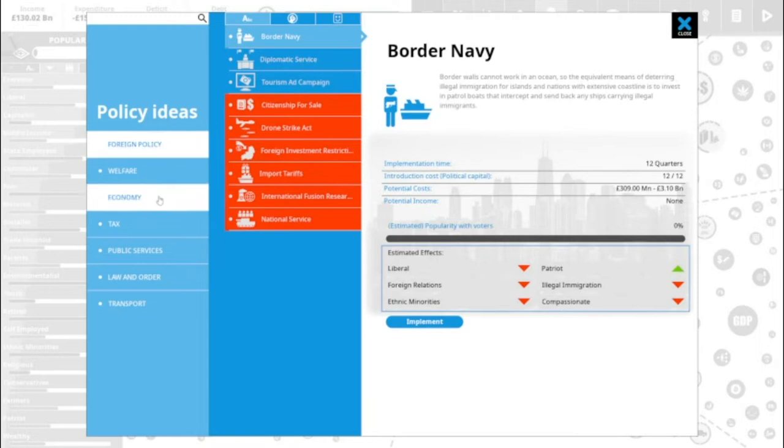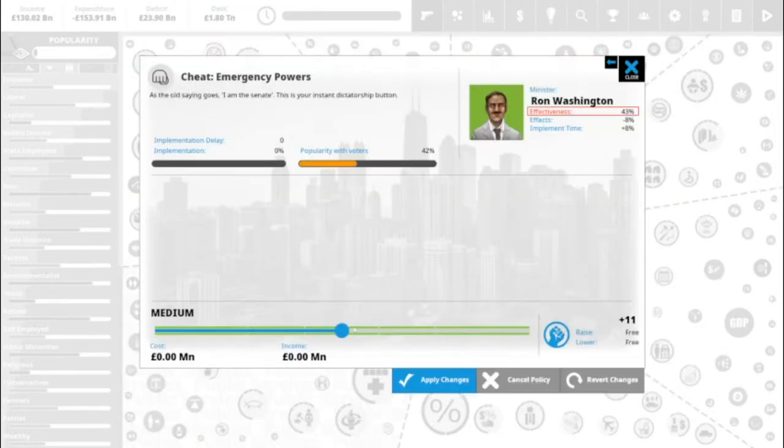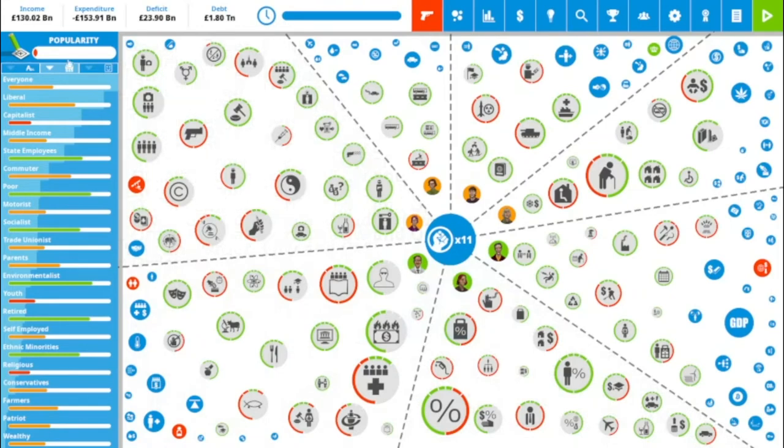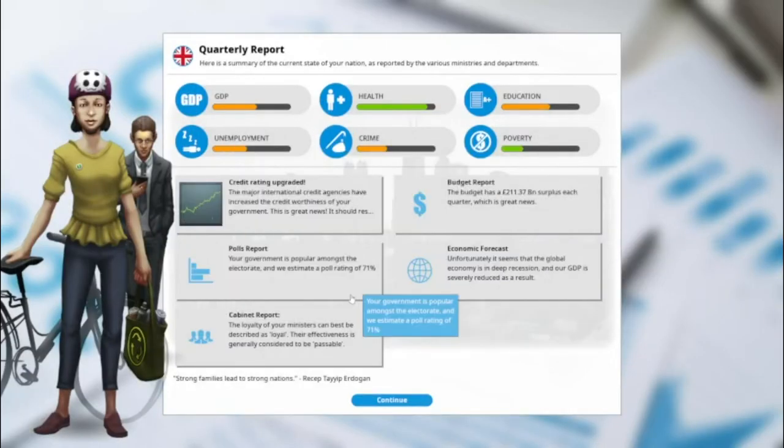And what happens if we go for emergency powers? I hate to be a dictator, but let's see what it does. Right, popularity is rubbish. Deficit's there. Debt's ridiculous. Let's see where we are now. Demand from donor. No, we don't need donors.